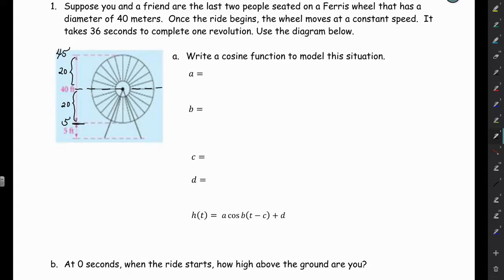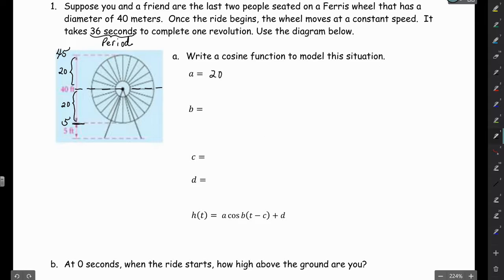One other thing I want to point out is that they said it takes 36 seconds to complete 1 revolution. So we know that our period is 36 seconds. That's how long it takes to complete 1 cycle of the Ferris wheel, or 1 revolution. So we want to know the value of A. We know that the A is always the distance from the center, and we have it clearly marked here that the distance from the center is 20. It's our radius of 20.